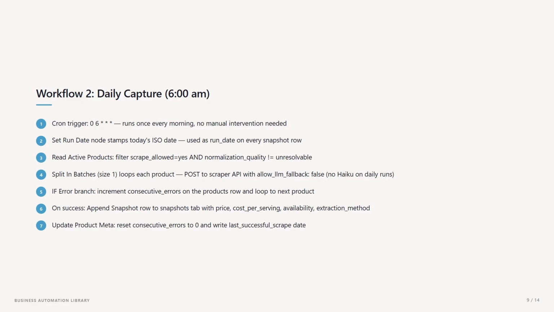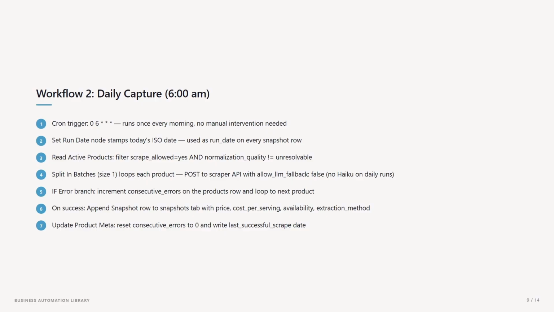For each product, it calls a scraper API with allow LLM fallback set to false. The key is cost control in this way. Daily scraping doesn't call an LLM. If tiers 1 to 3 failed, then the scraper returns an error for that product and moves on. This way, your LLM costs don't skyrocket, and you can really monitor the scraping quality on onboarding.